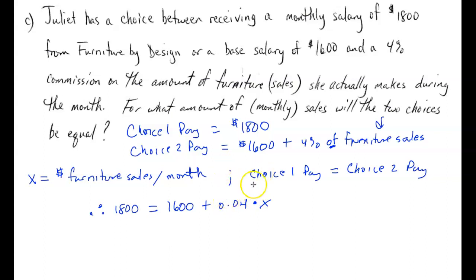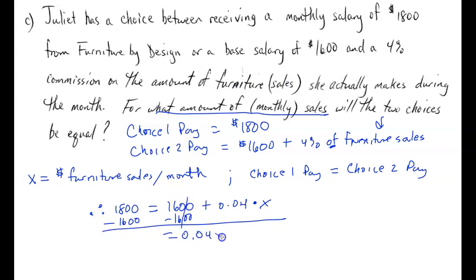So now that we have that, we just need to find out what X is. And if we find out what X is, then we'll find out what amount of monthly sales is needed for the two choices to be equal. So from here, we'll just subtract 1,600 from both sides to start off with. Cancels. We just have 0.04x here, 200 here, and then we'll divide both sides by 0.04.